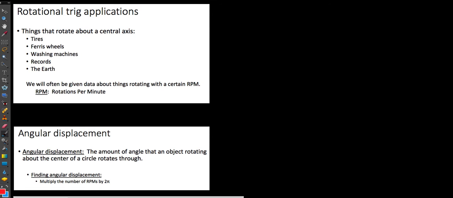Specifically, what we're going to be looking at is what we refer to as rotational trig, things spinning around a central axis. Examples of things that rotate about central axes would be tires, Ferris wheels, washing machines, records, the earth. When we look at things spinning around a central axis, we could represent this two-dimensionally as a circular path, where we have an object located around the outside, and it is put in motion, and we'll call this uniform motion.